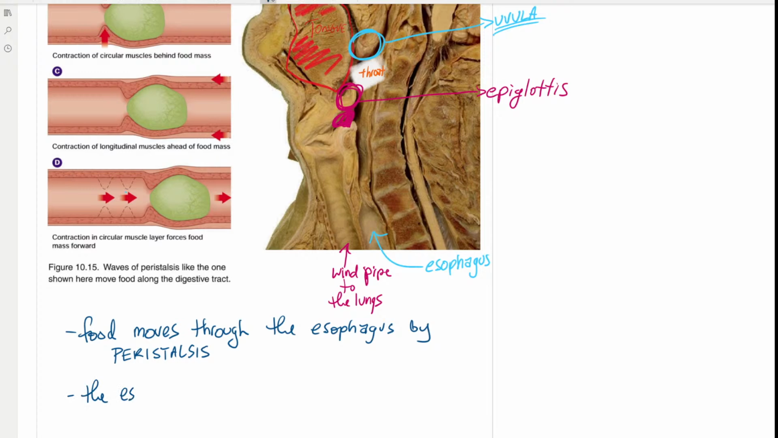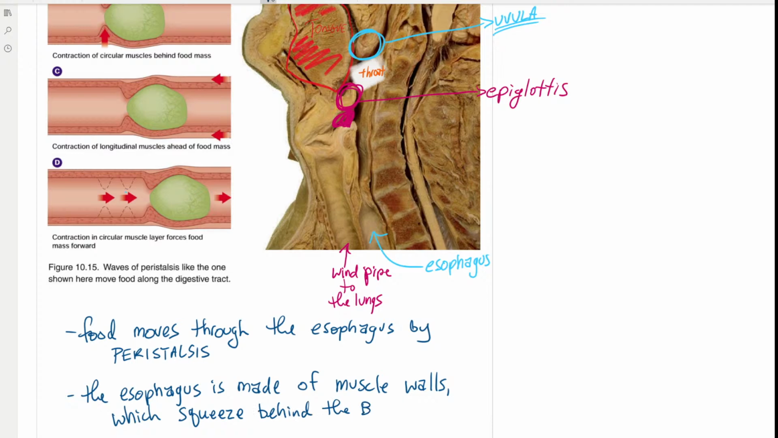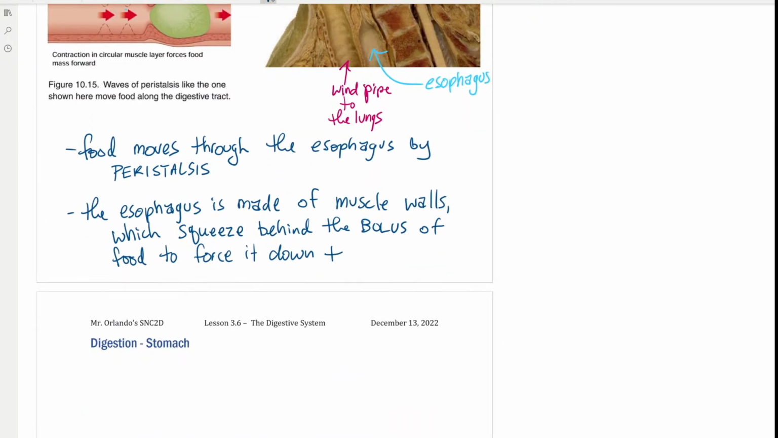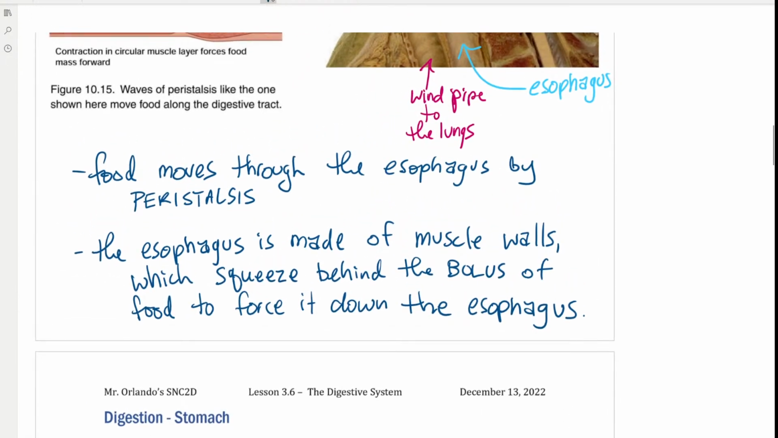The esophagus is made of muscle walls which squeeze behind the food to force it down the esophagus. Feel free to pause this if you need to get that down.